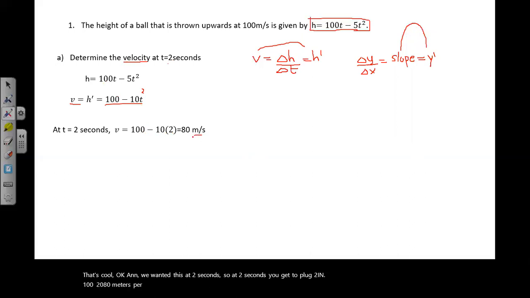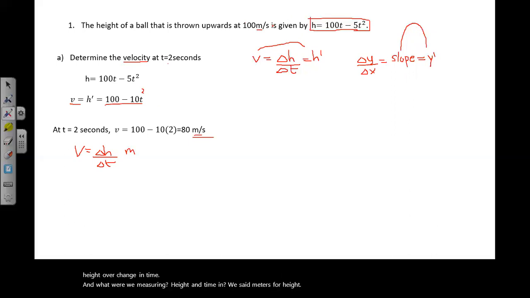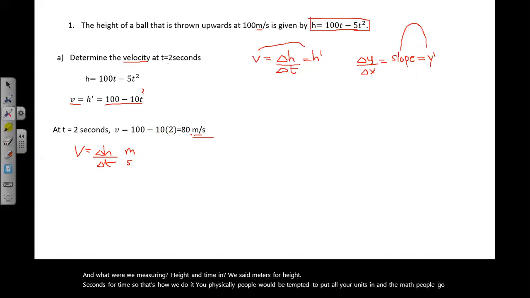Okay, where's the meters per second coming from? So we said velocity was change in height over change in time. And what were we measuring height and time in? We said meters for height, seconds for time. So that's how we do it. You physics people would be tempted to put all your units in, and the math people go, oh no, we trust it. It's going to work out just fine.